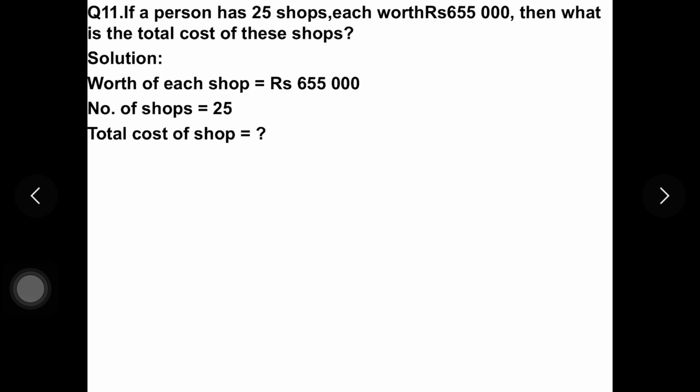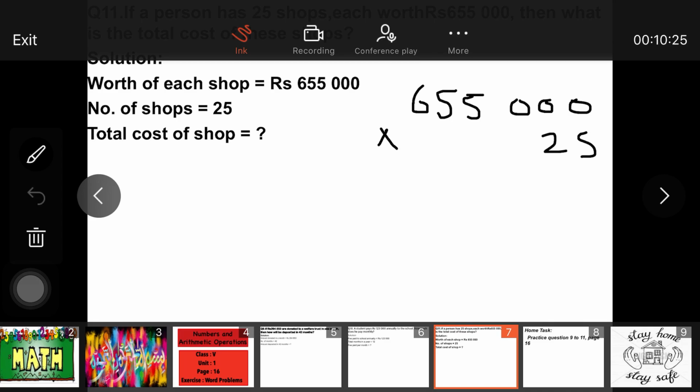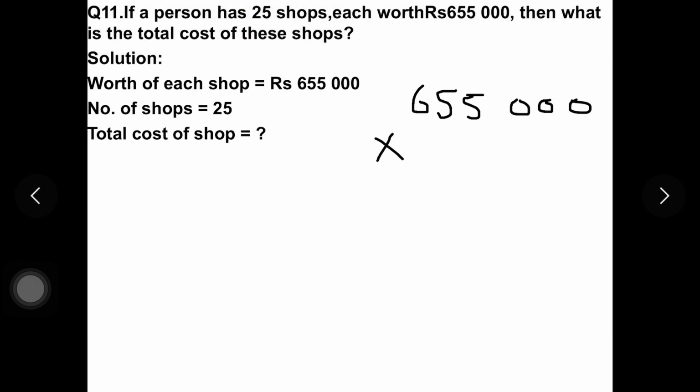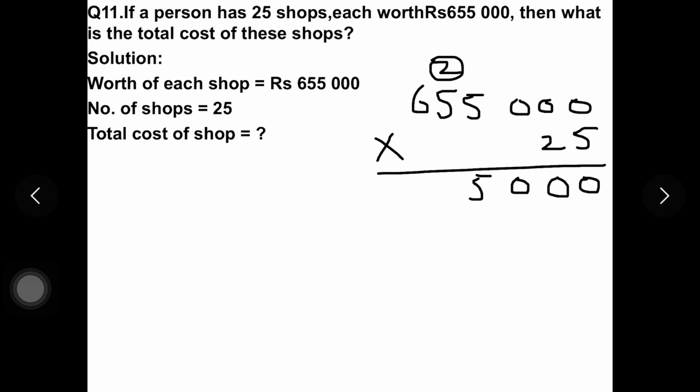So worth of one shop, that is 655,000 multiplied by 25. Okay student, now 5 0 0, 5 0 0, 5 0 0. 5 multiplied by 5. 5 1 is 5, 5 2s are 10, 5 3s are 15, 5 4s are 20, 5 5s are 25, 2 carry, 5 5s are 25, 27, 2 carry.